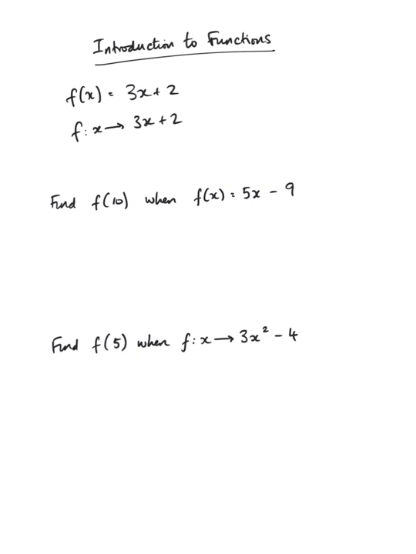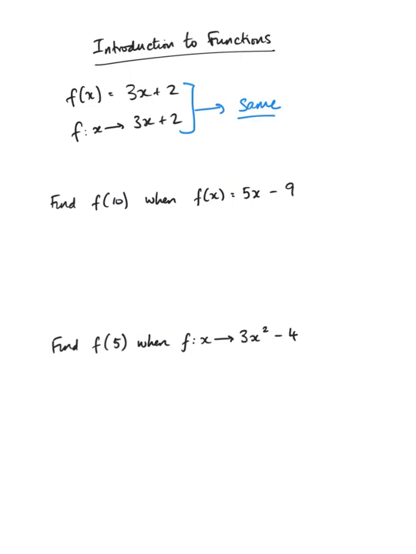Now we can show functions in two different ways. We've got them both here. f of x is equal to 3x plus 2, and f maps x to 3x plus 2. Now these two things both mean the same. They're both going to do the same to my x. They are just different ways of showing the same thing.